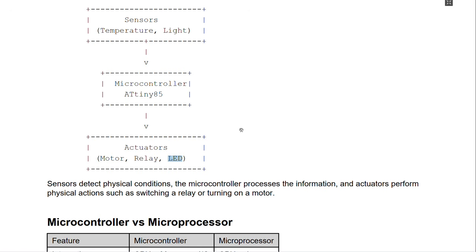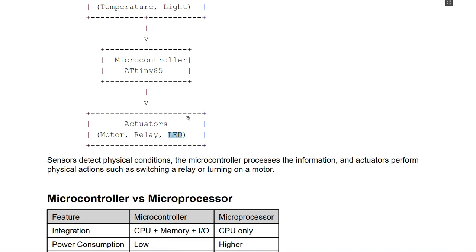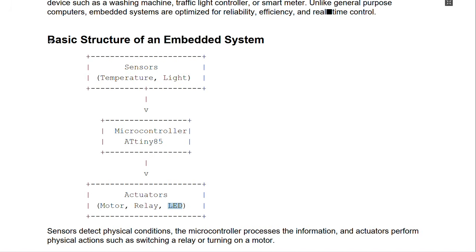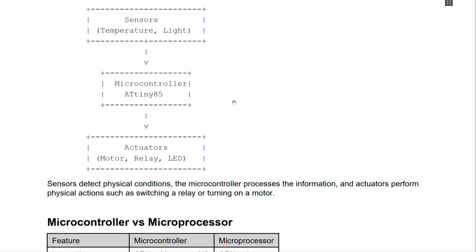The moment you plug in the power cord, an LED starts flashing. That's an output. So it's giving feedback back to the user in the form of light. So that is an actuator. So this whole paradigm, sensors, processing, and actuation, that's what we call the basic structure of an embedded system.